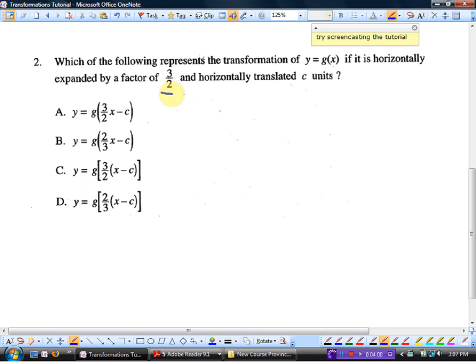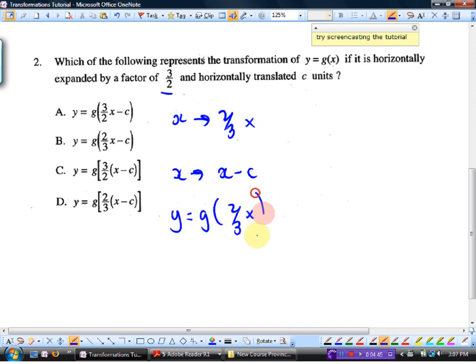Horizontally expanded by a factor of 3 over 2. That means you're going to replace x with what? Everything's backwards: 2 over 3 x. Then you're going to horizontally translate it c units. That means you're going to replace x with x minus c, if you want to move it c units to the right. So if I walk through the transformations, I would have this: y equals g of, first of all, I would replace the x with a 2 over 3 x. And then I would replace this x with that right there.